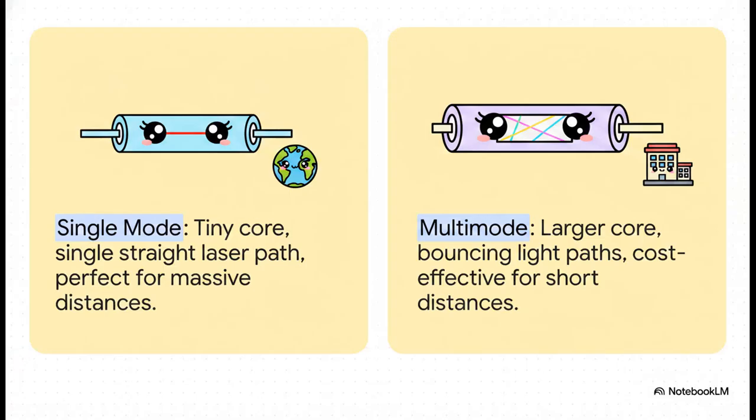When designing a network, engineers have to choose between two very distinct types of fiber. On one hand, you have single-mode fiber. This uses a tiny core to shoot a single laser straight down the center, perfect for massive distances. On the other hand, there's multi-mode fiber, which uses a larger core where scattered light paths essentially bounce down the cable. This makes it perfect for shorter, much more cost-effective runs inside a building.